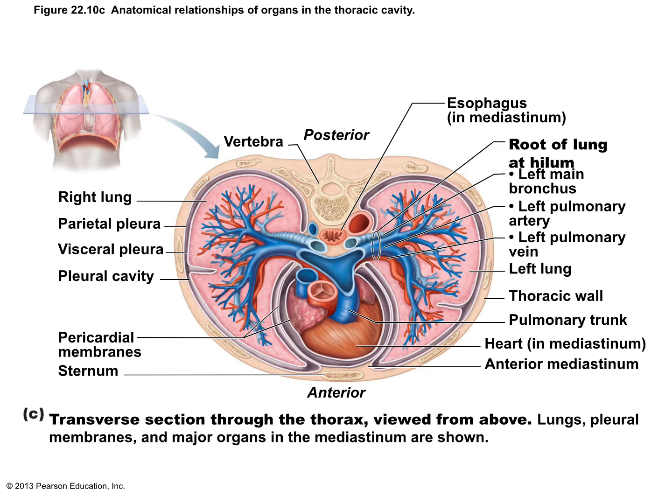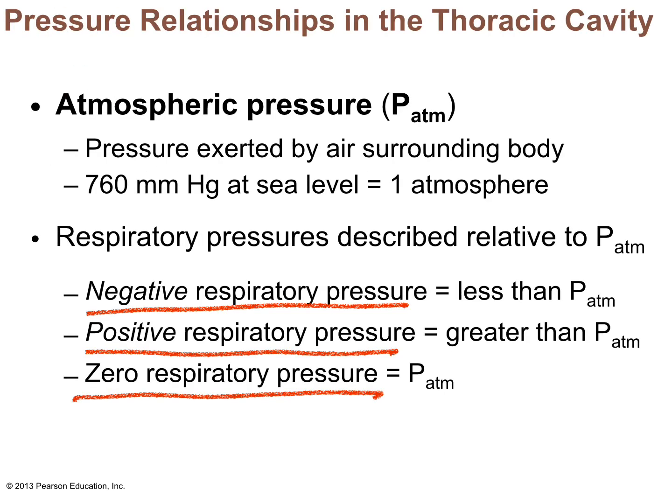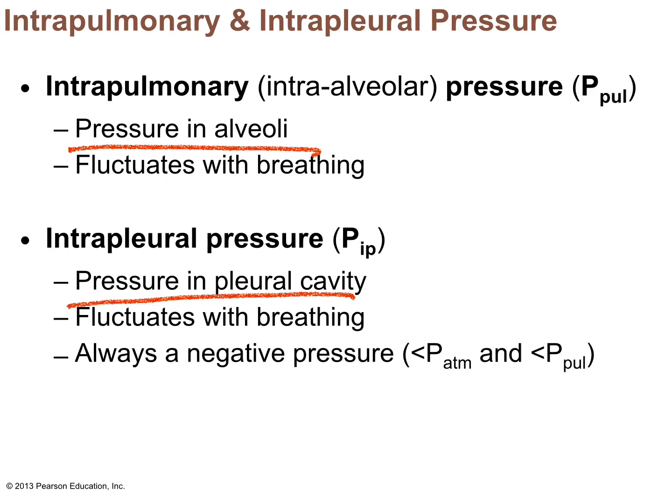attached to the lungs. Now, atmospheric pressure is the pressure outside the body, and we're going to compare things to atmospheric pressure. So when we say something is a negative pressure, that means it's less than atmospheric pressure, so a negative respiratory pressure. A positive respiratory pressure is greater than atmospheric pressure, and a zero pressure is equal to atmospheric pressure. Two other really important pressures are the intrapulmonary, also known as intraalveolar pressure.